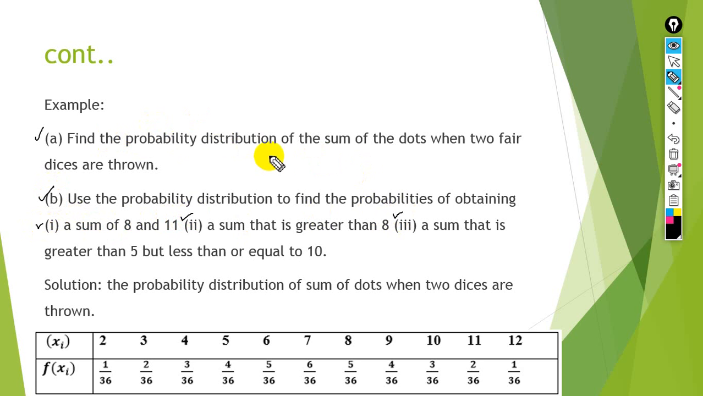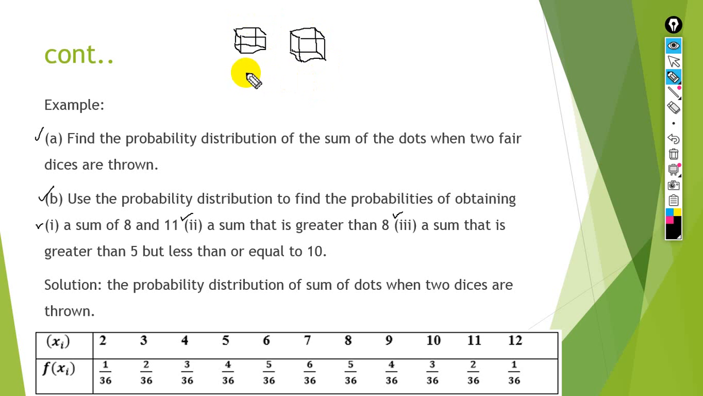Find the probability distribution of the sum of the dots when two fair dice are thrown. For example, if I am throwing two fair dice, this is a fair dice, and the second one we are throwing as well. Two dice are thrown, right? Dice and coin examples are given in almost every question because probability becomes very clear from them. So there are two dice.